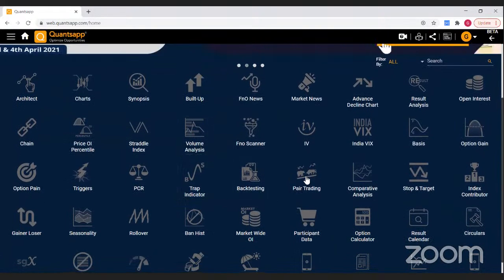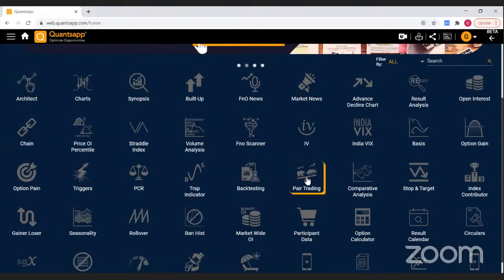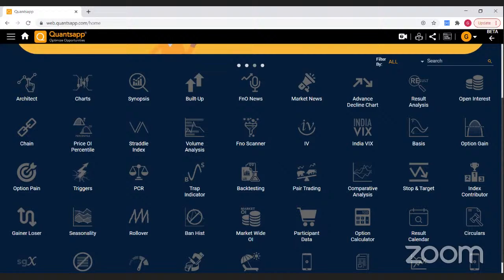So these are the tools. Then pair trading, if you are interested in pair trading, you can also look into the pair trading tool, where you can see a lot of things, how you can make pairs, what the relations are and all.